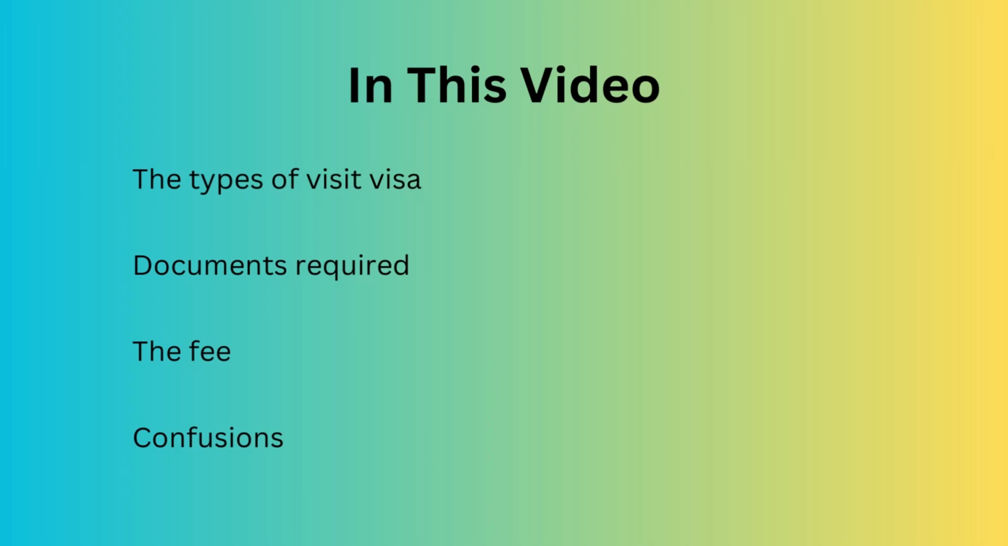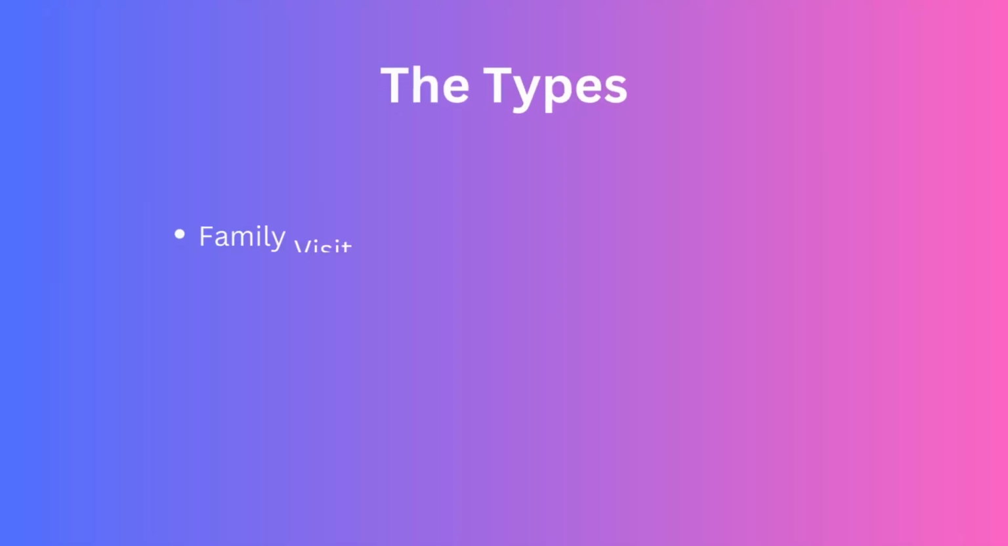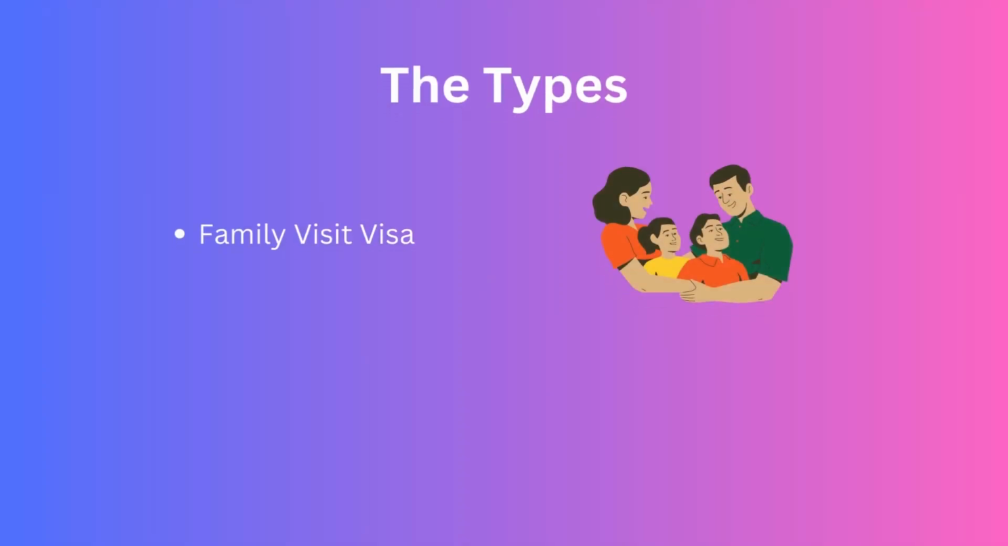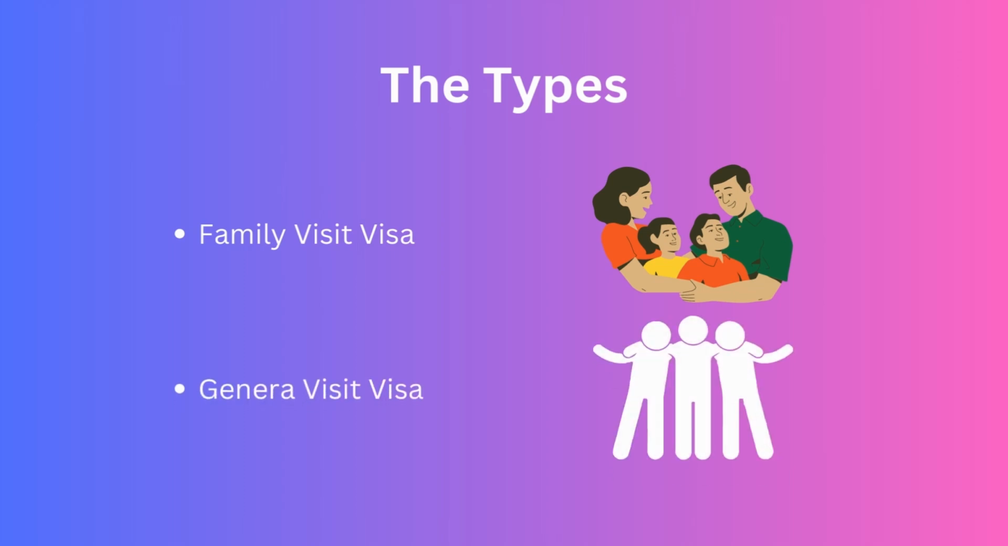So first, let's discuss the types of visit visa. There are two types of visit visa. Family visit visa, which is used to invite close family members like your brother, your parents, or any other immediate relatives. And secondly, there is general visit visa, which is used to invite anyone else. The document requirements and everything else remains the same for both of them, so it should not be a problem.